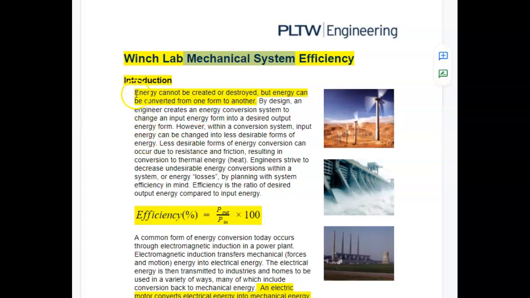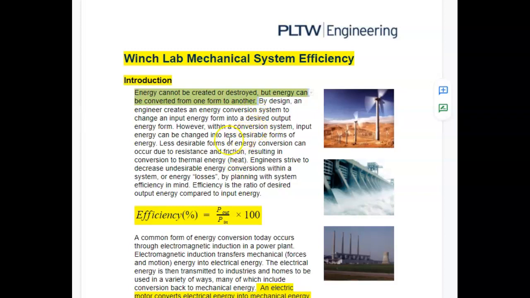So here's our introduction. Everything in yellow is important, and we would copy this down into your notebook if you're doing it on paper. Or if you're doing it just by filling out this sheet as a PDF, then you can just make sure that these are things that you really understand. So, introduction. Energy cannot be created or destroyed, but energy can be converted from one form to another. This is an important idea that we're going to revisit.